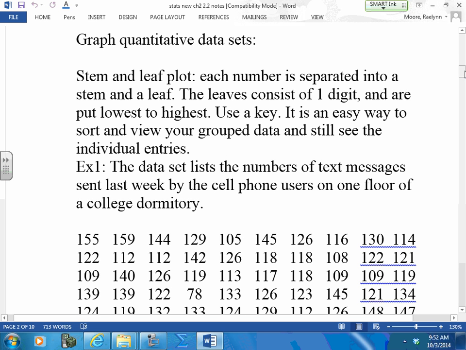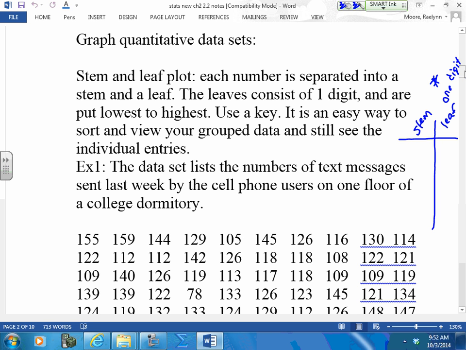Now, your stem and leaf. Your stem and leaf is unique. It makes a graph. And this is the stem. And this is the leaf. It's like a tree. Your tree has many branches, many stems, and at the end of every stem, there's little leaves. Your leaf is only one digit, always.